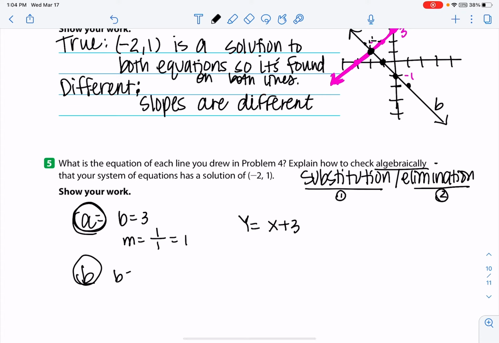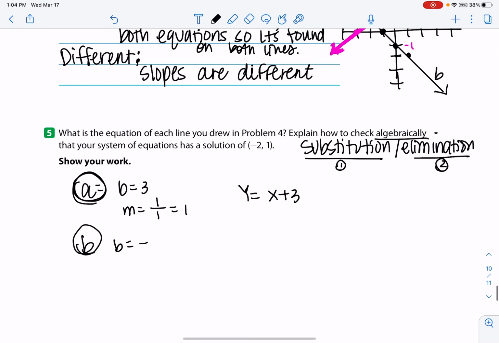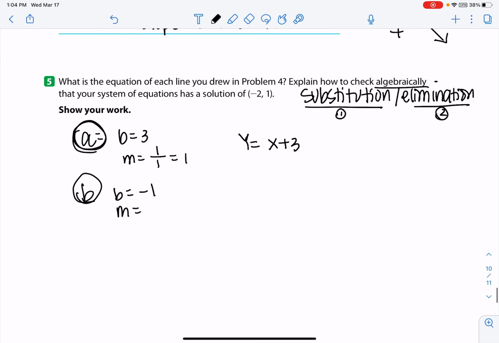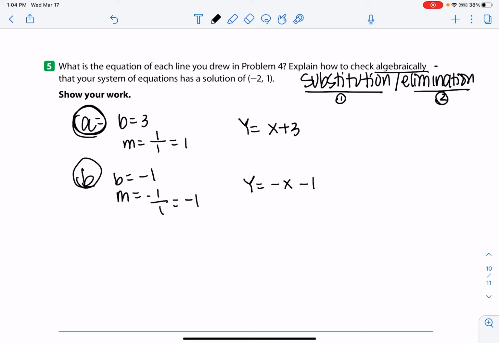For line B, my y-intercept, as you can see, is -1. And for my slope, I just go down 1 and to the right 1. So that is -1 over 1, which is -1. So this equation is y equals -x minus 1. All right, and so now what I'm going to do, since I have a set of opposite x variables, I'm going to go ahead and add the equations together.